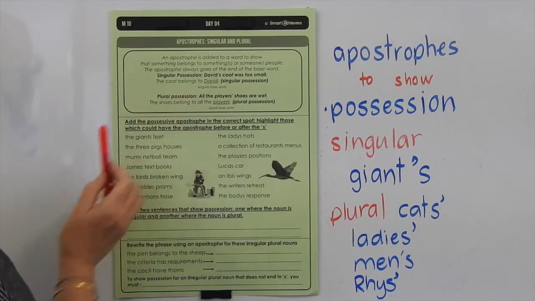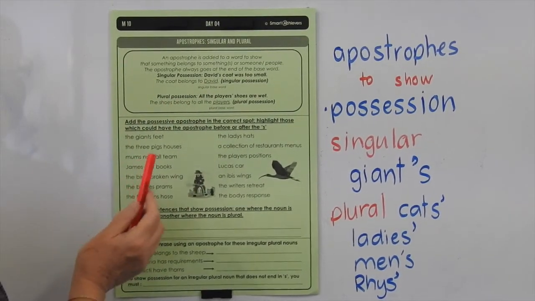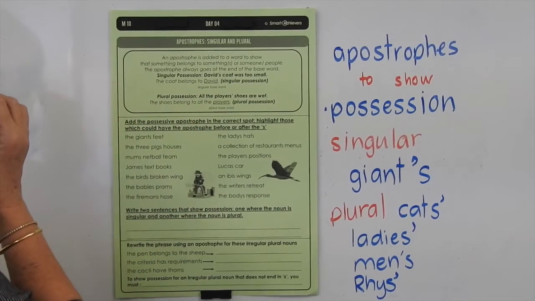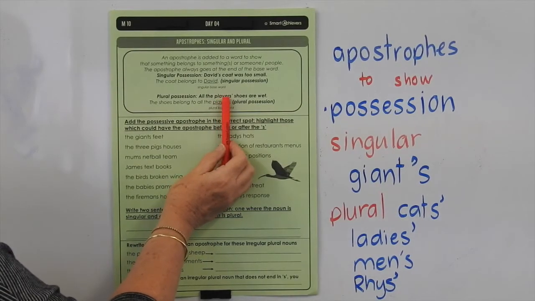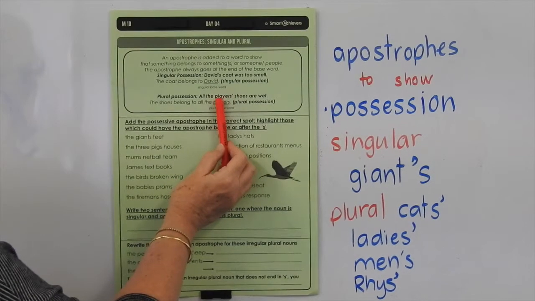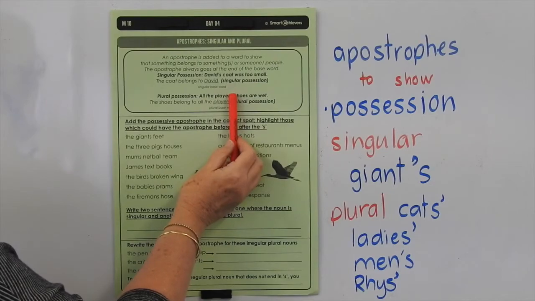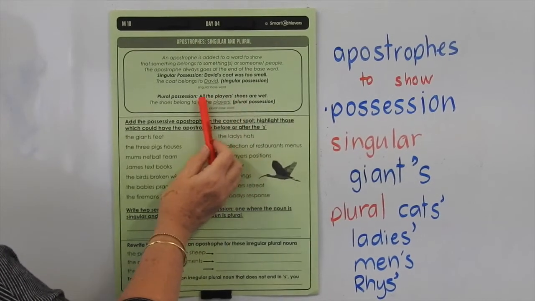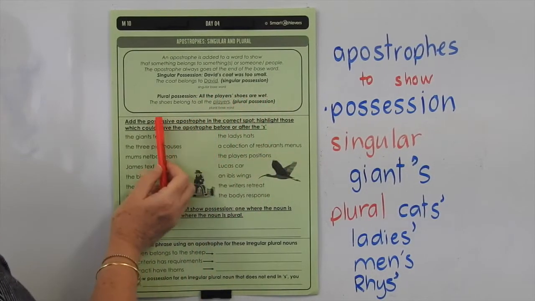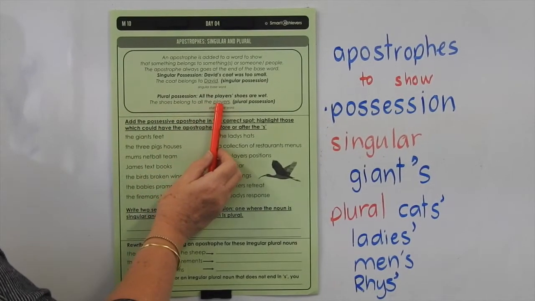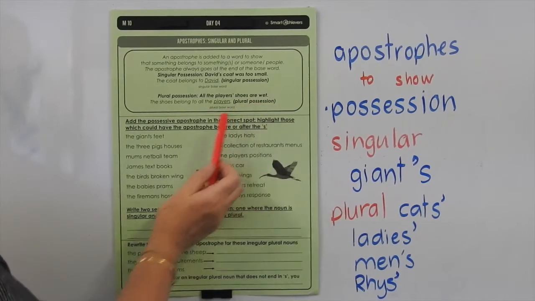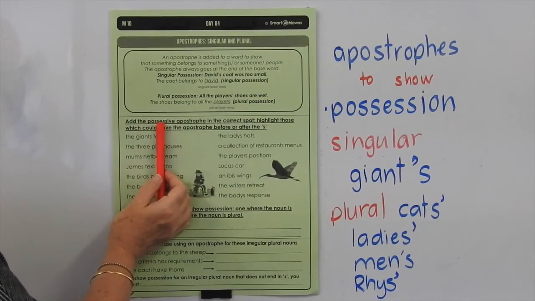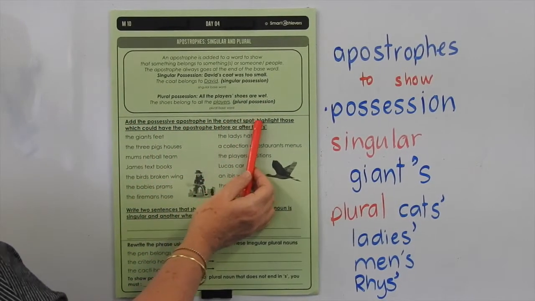Plural possession, you've got to decide what the plural form is, and the apostrophe goes at the end of the plural form. So all the players is the plural form, so that becomes the base word. The apostrophe goes at the end of the base word. All the players' shoes are wet. The shoes belong to all the players, so it's a plural base word, showing plural possession. So add the possessive apostrophe in the correct spot.